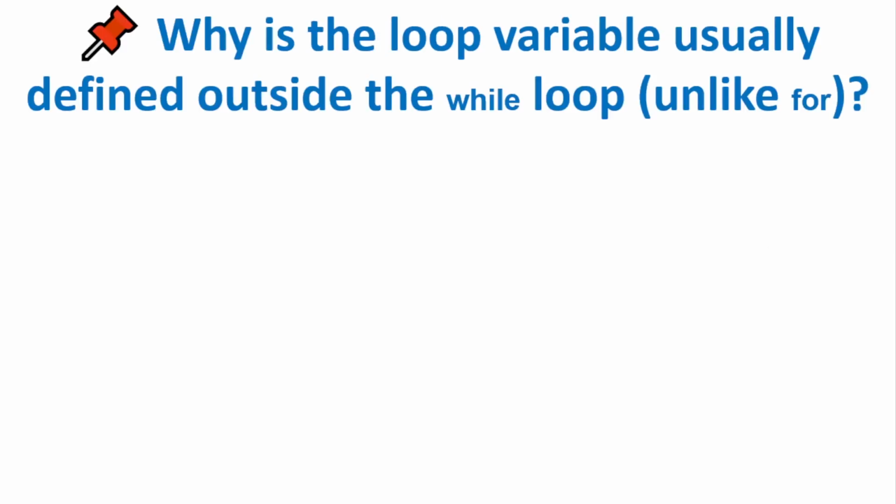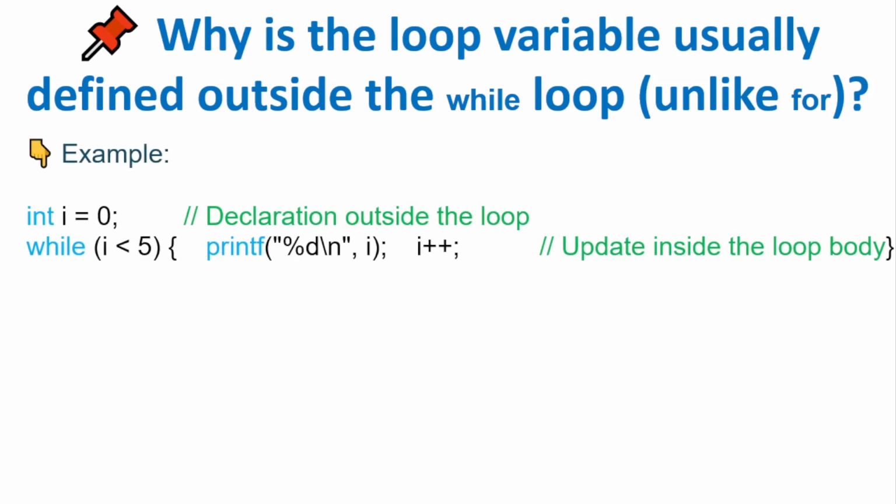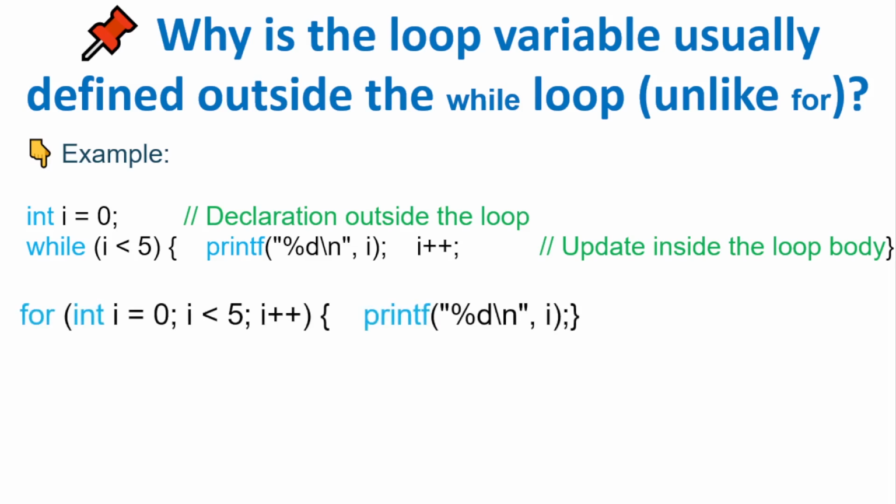Number 6, why is the loop variable usually defined outside the while loop, unlike for? In C, variables declared inside the while condition are not allowed because the while statement only accepts a condition, not a full declaration and update expression like for. There is no built-in place in the syntax of a while loop to initialize a variable correctly.